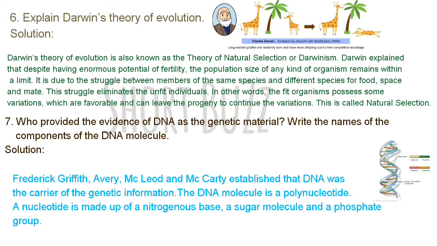The seventh question says, who provided the evidence of DNA as a genetic material? Write the names of the components of the DNA molecule. This is one of the important questions that you may have a good chance of getting. The answer is, Frederick Griffith, Avery, MacLeod and McCarty established that DNA was the carrier of the genetic information. The DNA molecule is a polynucleotide. A nucleotide is made up of a nitrogenous base, a sugar molecule and a phosphate group.